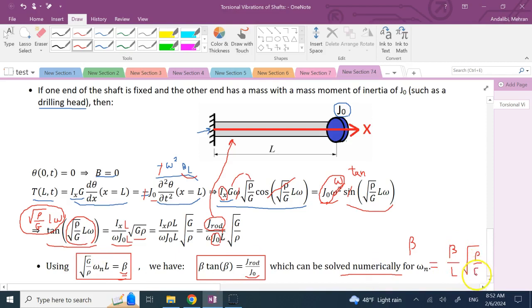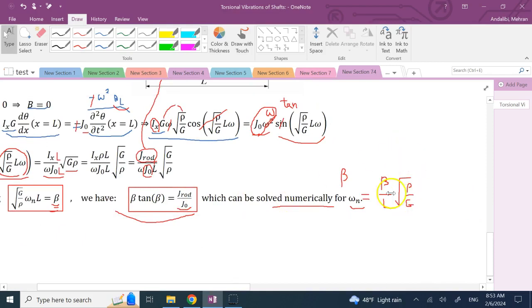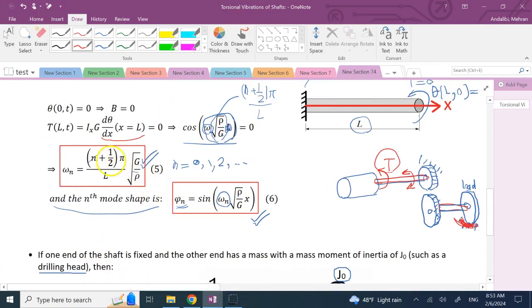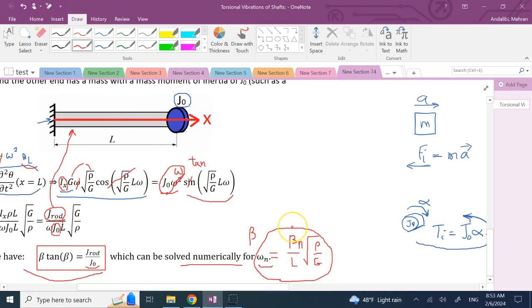So once you find beta numerically, you plug it into this formula. And this equation, by the way, has infinitely many solutions. It's not just one solution. If we call the nth solution beta n, then the omega corresponding to that is omega n. So your natural frequencies come from this formula, instead of what last time, when they were simpler, just some half multiple of pi. This time the natural frequencies are different.